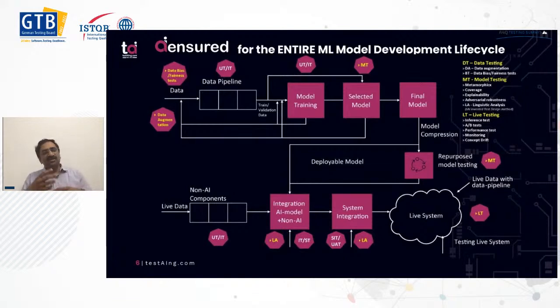And then when the machine learning engineers and the data scientists go and create their models, they use their own techniques. For example, k-fold cross-validation, for example, confusion matrix.